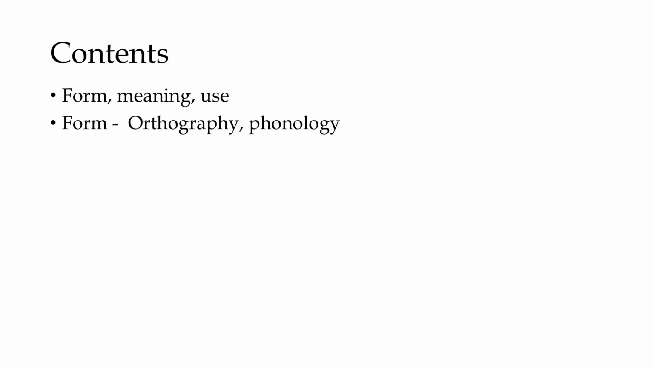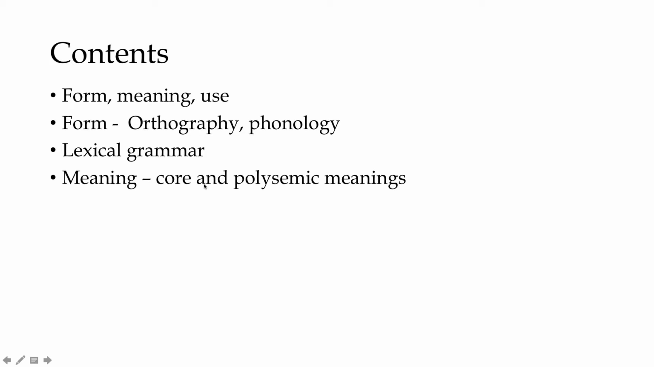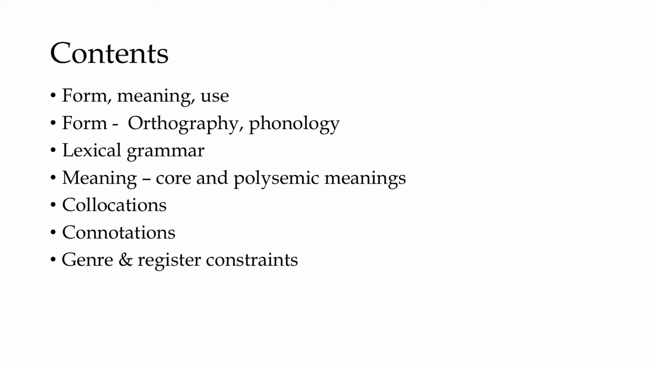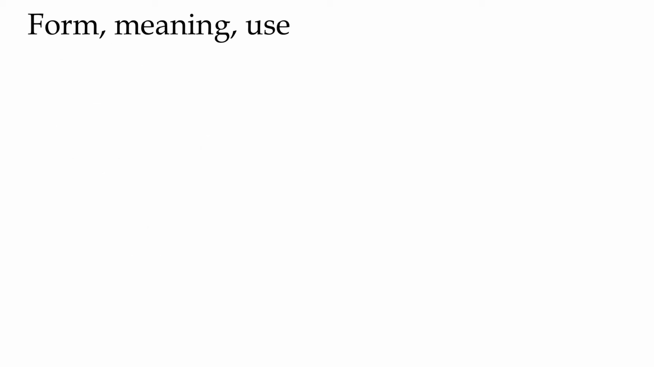We'll talk about some different aspects of form like orthography, phonology, and the lexical. We'll talk about meaning, the various core meanings and different polysemous or polysemic meanings for a word. We'll talk about the idea of collocations, the combinations of words in which they appear, connotations, the things that come to mind besides the actual denotation, and genre and register constraints on the use of any given lexical entry.